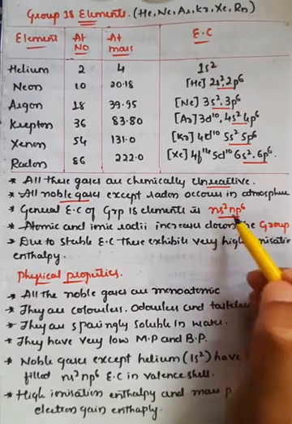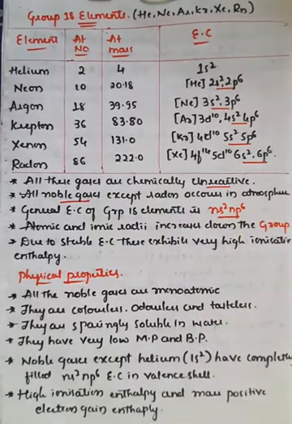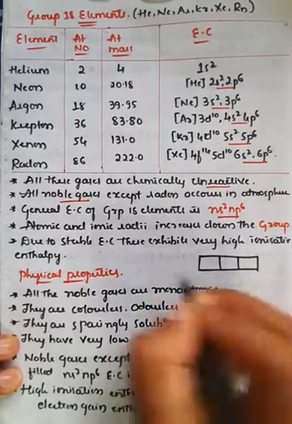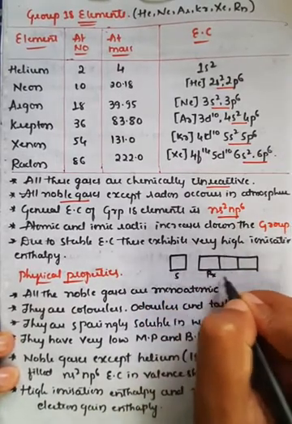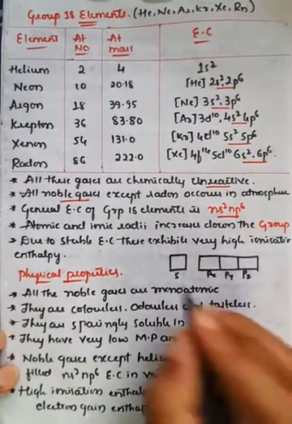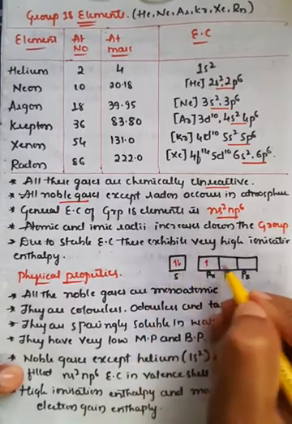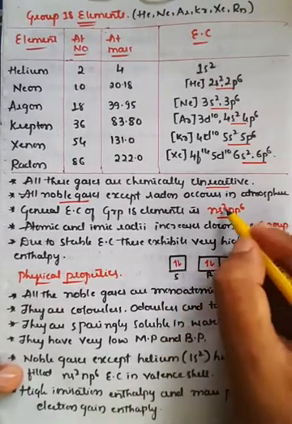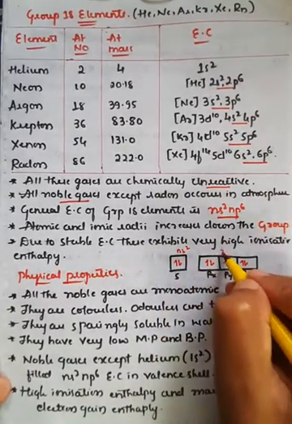Since these are completely filled, the s orbital consists of a maximum of 2 electrons and the p orbital consists of a maximum of 6 electrons. So all the orbitals are completely filled. For example, the p orbital consists of 3 orbitals, px, py and pz, and this is one s orbital. In the s orbital we can fit a maximum of 2 electrons, and px, py and pz are also completely filled with electrons. So the configuration is ns2 and np6: the s orbital is completely filled, and similarly the p orbital is also completely filled, np6.